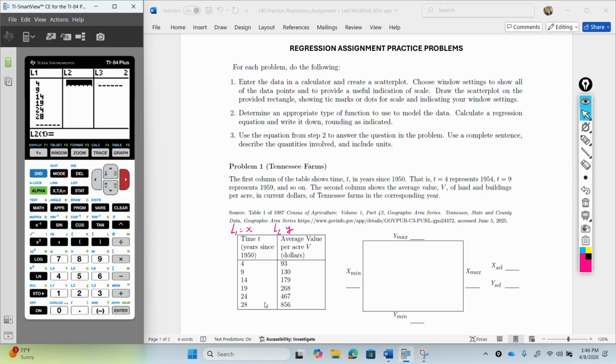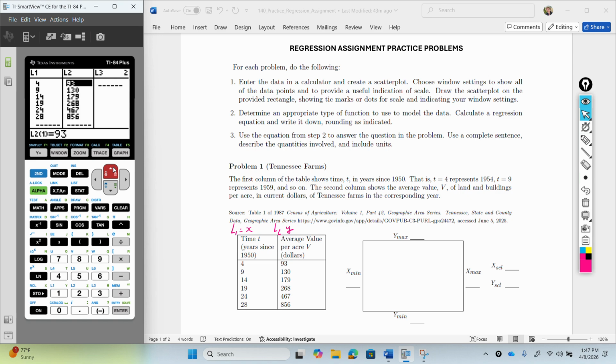And my list 2 is going to be 93, 130, 179, 268, 467, and 856. And again, before I do anything else, I double check I have not made a mistake.